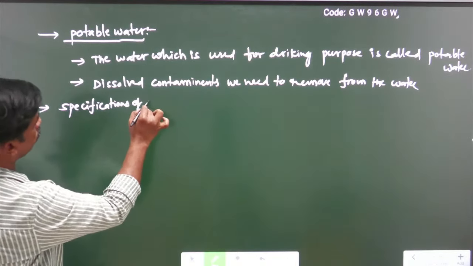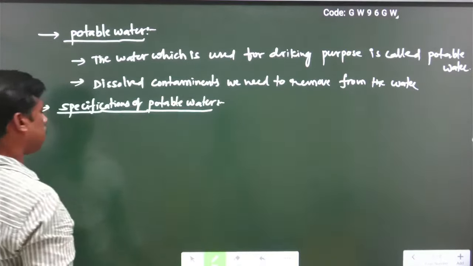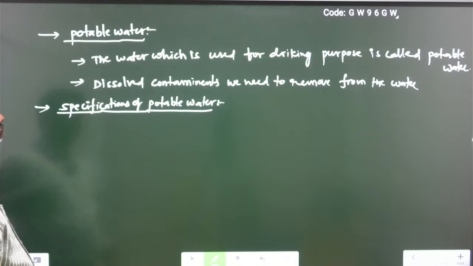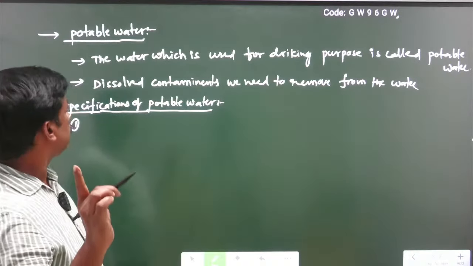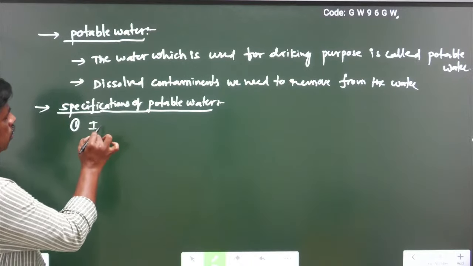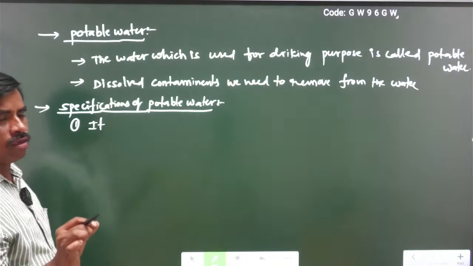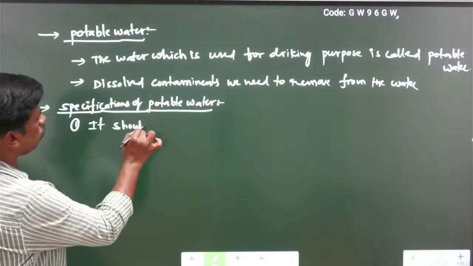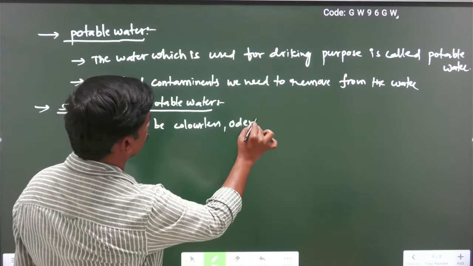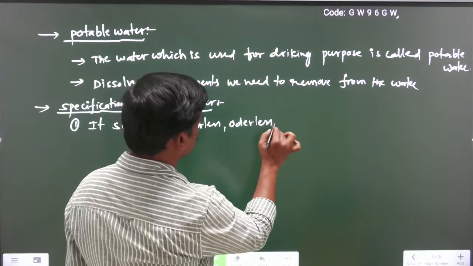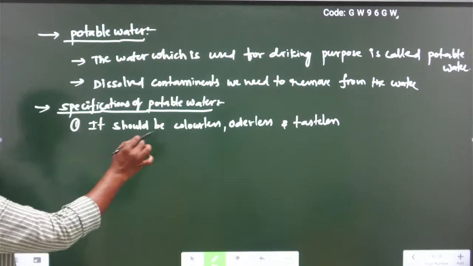Specifications of potable water. Here potable water has some specifications. First one, potable water should not have any color, odor and taste. It should be colorless, odorless and tasteless.